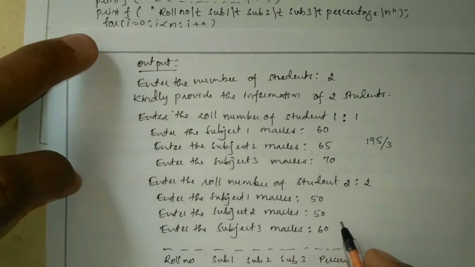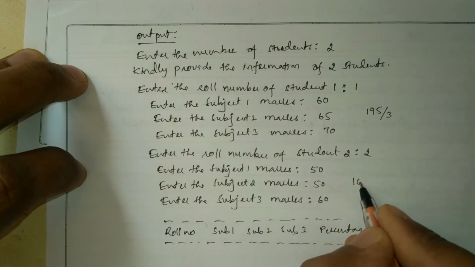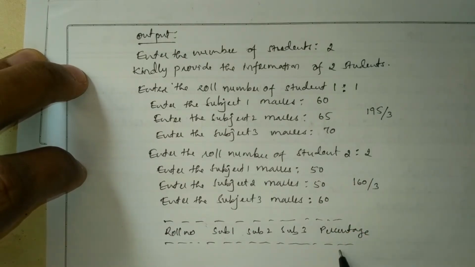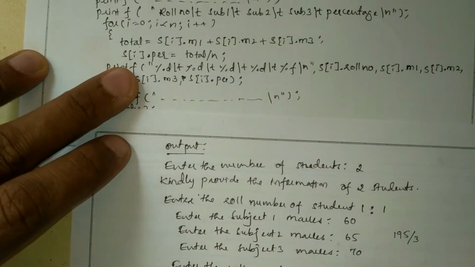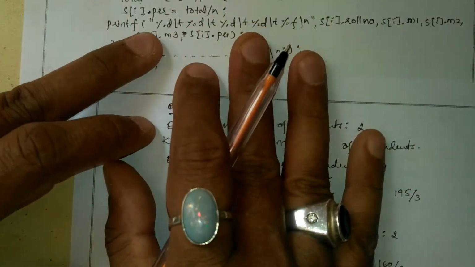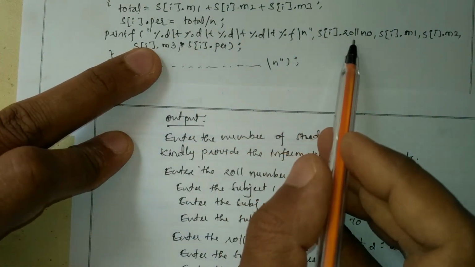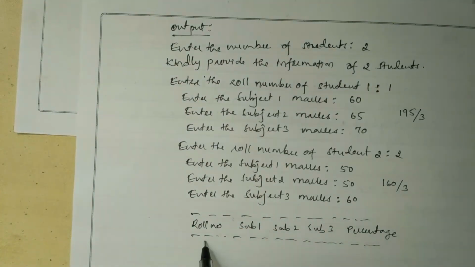In the second student's information, it is going to add 50 plus 50, 100, 100 plus 60 is 160, divided by 3. So whatever the percentage that we are going to get, it will be printed over here, right? Yes. So next S of I, and after that you can see here percentage D. Percentage D is associated with S of I dot roll number. So it is going to print here roll number 1.